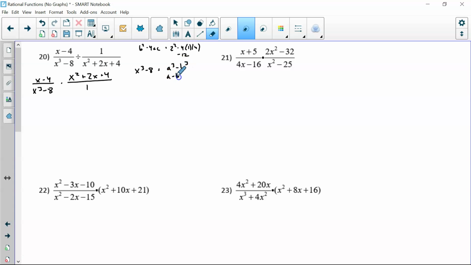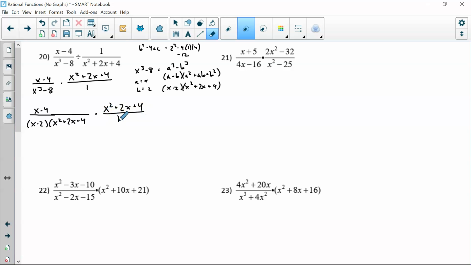Now, x³ - 8, that's in the form of a³ - b³. That's (a - b)(a² + ab + b²). A is x and b is 2. So it's going to be (x - 2)(x² + 2x + b²), which is 4. So for our factoring, we have (x - 4) over (x - 2)(x² + 2x + 4) times (x² + 2x + 4) over 1.